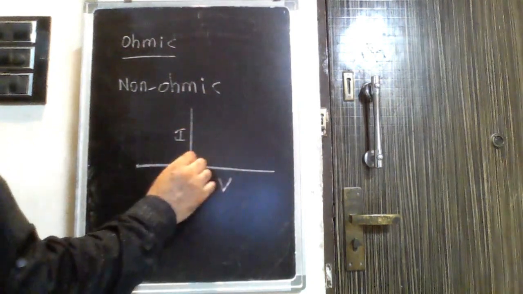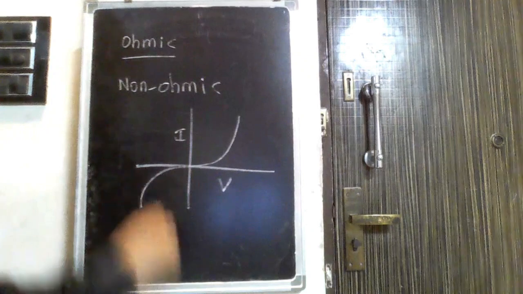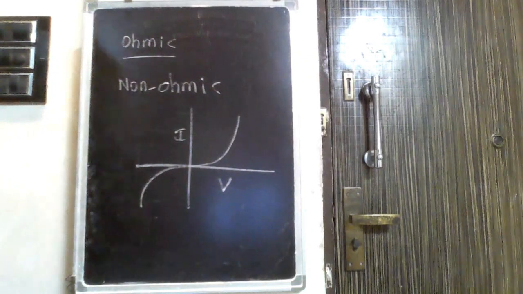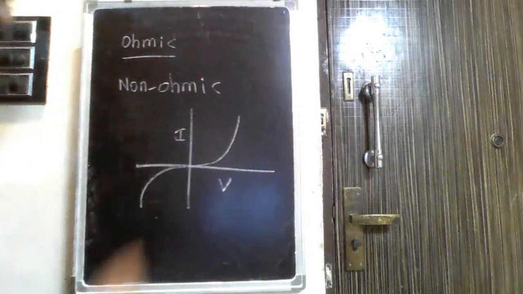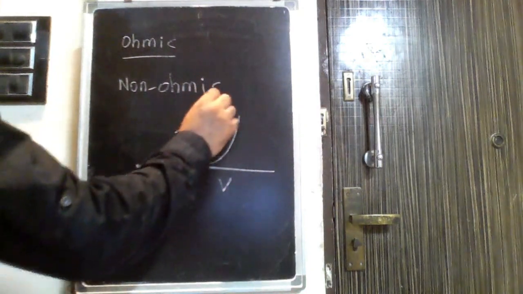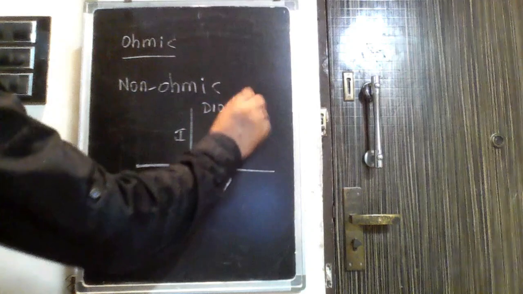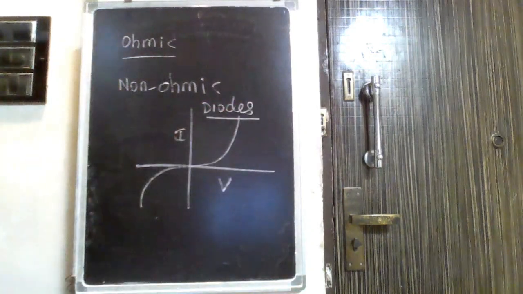If you see the graph of a diode, this is a graph of current versus voltage for a diode. It's not a straight line. So diodes, transistors, LEDs, they do not obey Ohm's law. So they are non-ohmic devices.